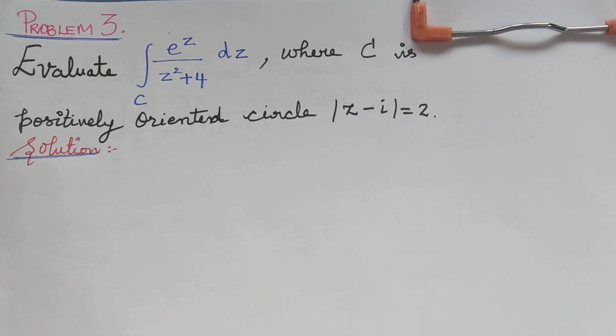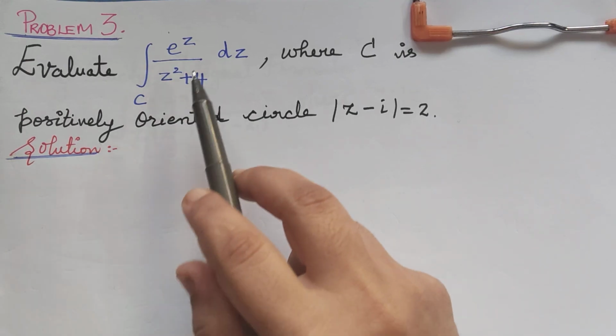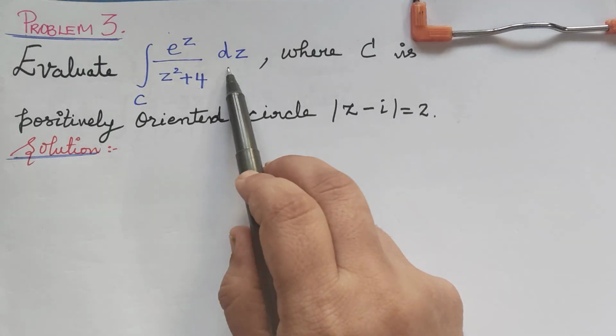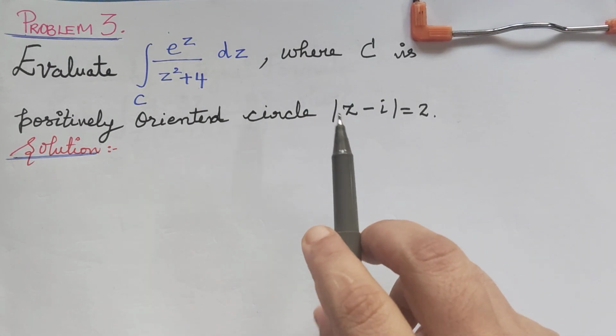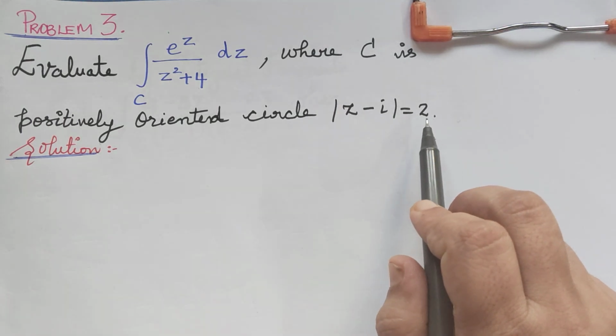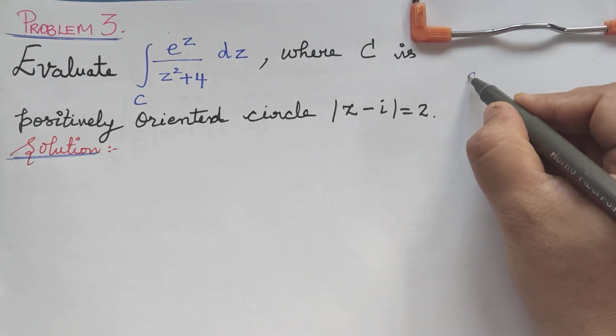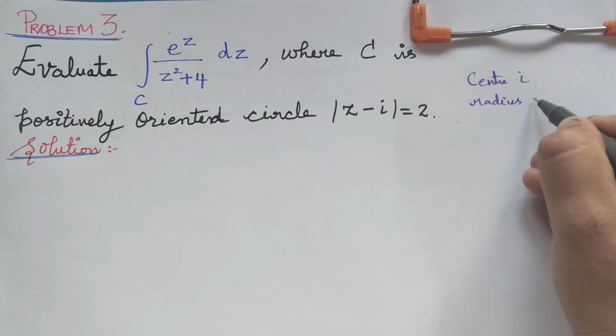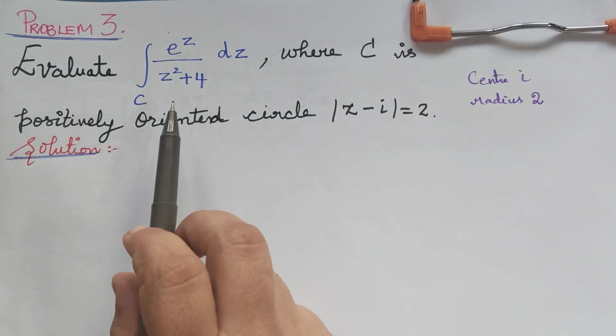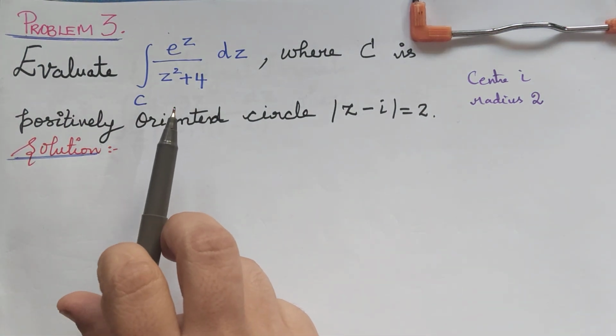Dear students, under the lecture series on complex analysis, we are solving problems under the topic Cauchy integral formula. Now, here we have a very significant problem: to evaluate the integral over C of e^z divided by z^2 + 4 dz, where C is the positively oriented circle |z - i| = 2. This means that the center of the circle is at i and the radius of the circle is 2. So now we have to evaluate this integral by using Cauchy integral formula.